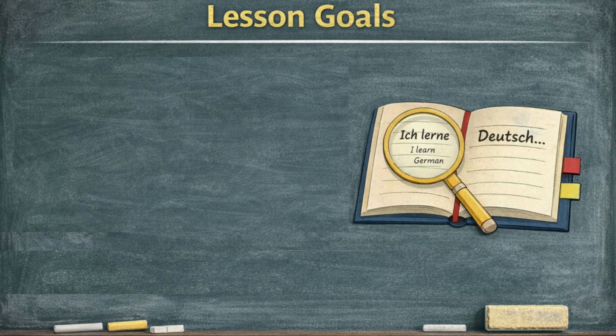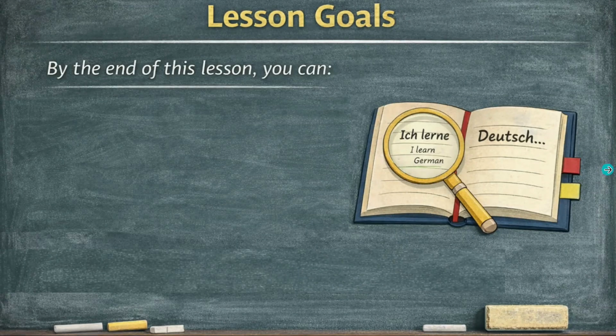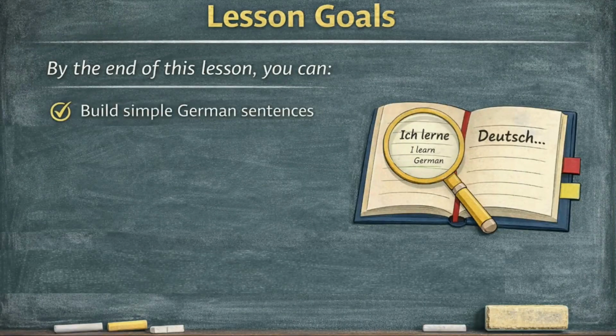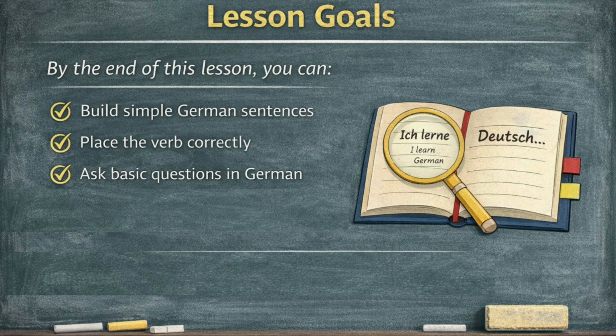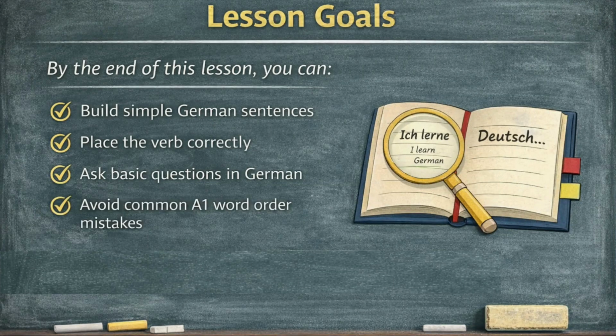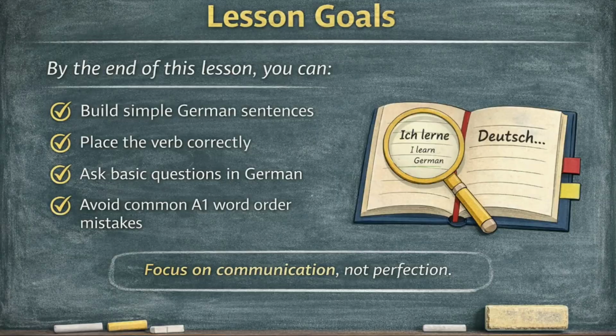Let's look at the goals of the lesson. What should you be able to do by the end of this lesson? You should be able to build simple German sentences, place the verb correctly, ask basic questions in German, and above all, avoid common A1 word order mistakes. At this point, you should focus mainly on communication and not perfection.